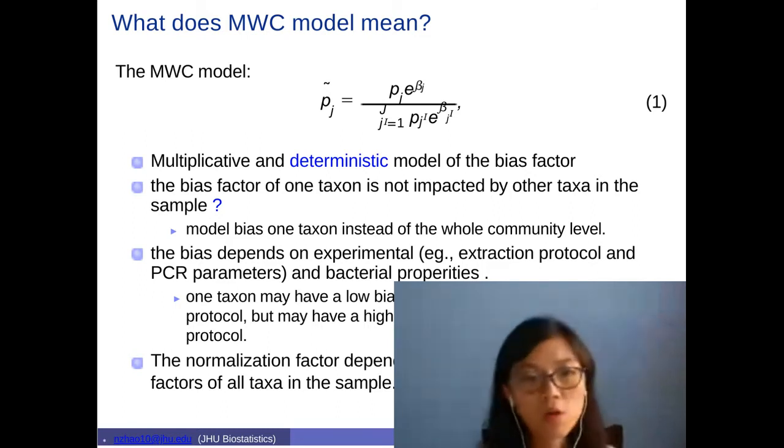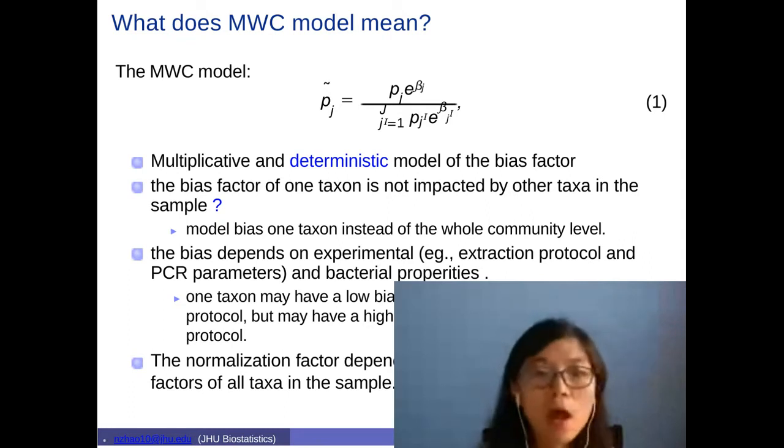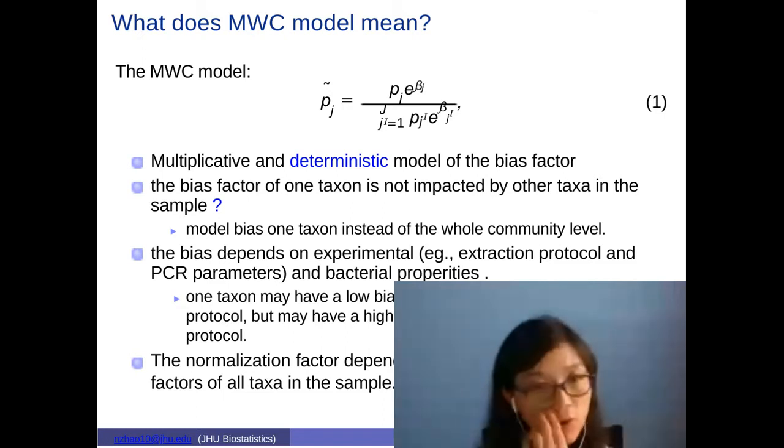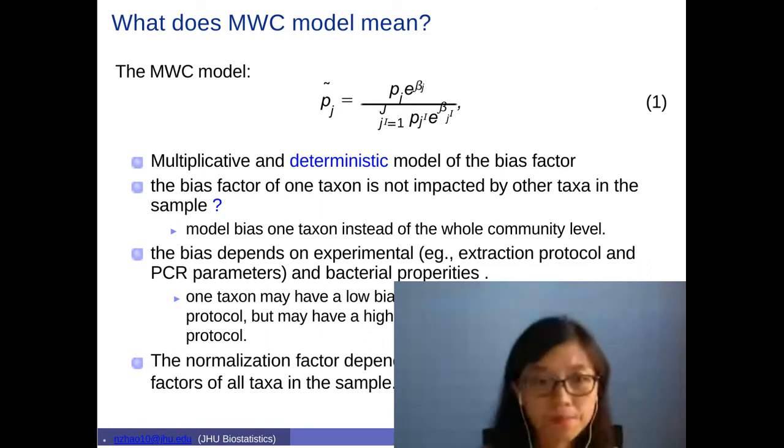And the final point was that the normalization factor depends on the true prevalence and the bias factors of all taxons in the sample, and we don't have any issue with that. The purpose of this study is really to say, if we think about the random noise in the data, we want to test whether there are real interactions between taxa and taxa with respect to bias.